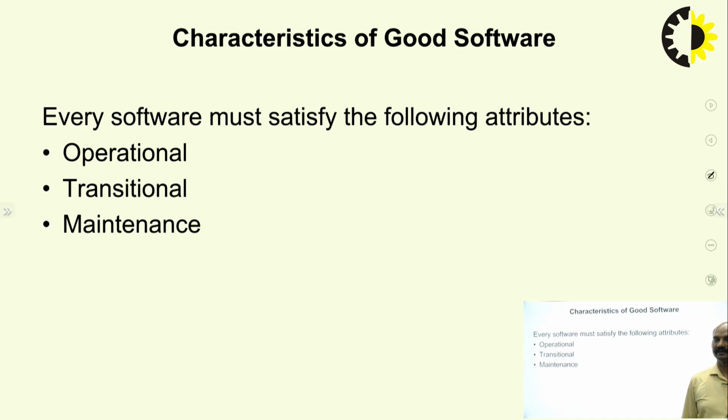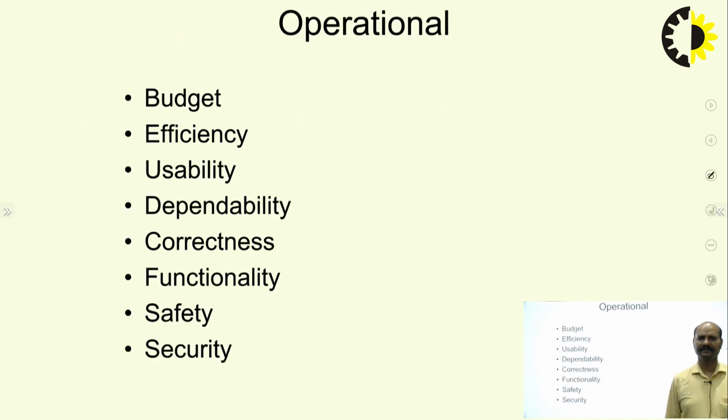Now we are discussing the characteristics of a good software. There are three different types of characteristics that every software must satisfy. One is the operational, another one is the transitional, and the last one is the maintenance. So in three different categories we have different types of characteristics.